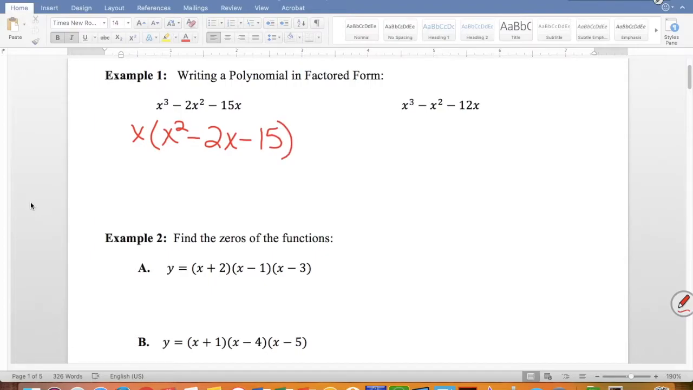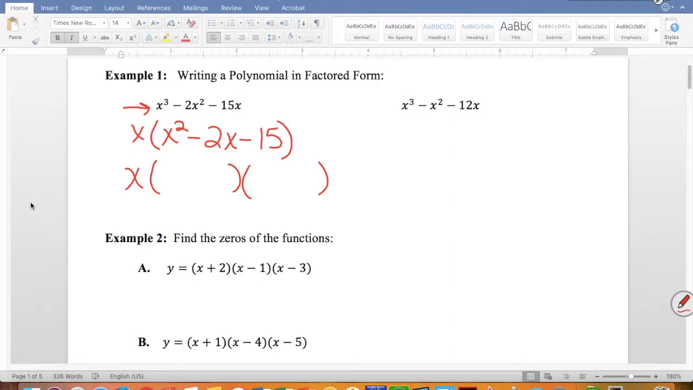Now if I were to distribute the x out in the front back through, I would end up right back here with this equation, x cubed, 2x squared minus 15x. But now I have something inside the parentheses that is much easier for me to factor. I must keep this x out front, but now I can factor this into two separate parentheses. If I were needing to solve this, I could find my values of x.